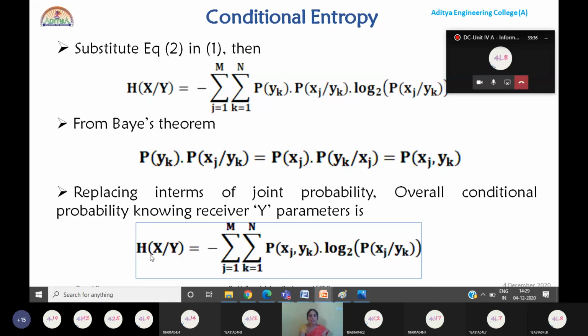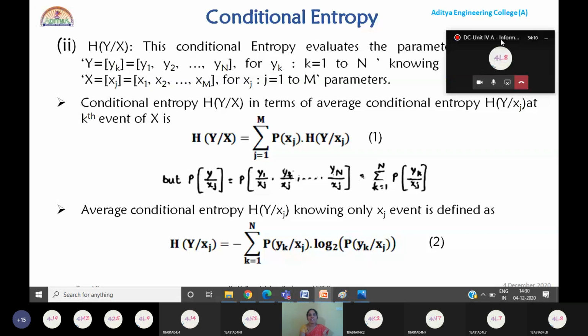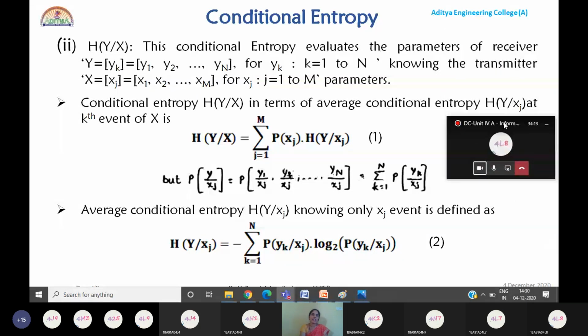If you observe this equation carefully, to calculate the overall conditional entropy you need two matrices: one is the joint probability matrix, P of xj comma yk, and the other is the corresponding conditional probability matrix, P of xj by yk. So this is the first type of conditional entropy. The second type is H of y by x.